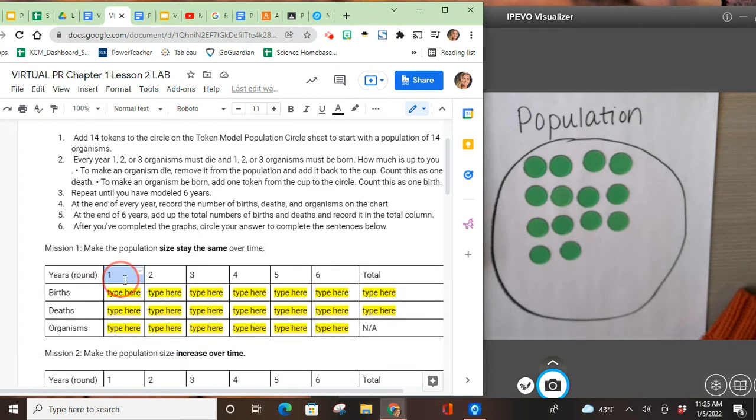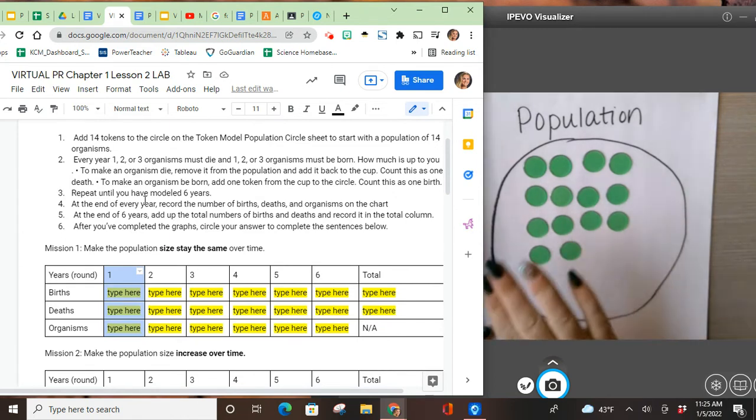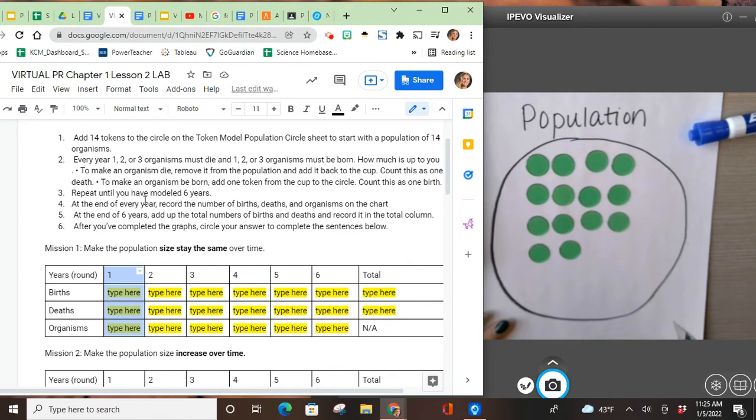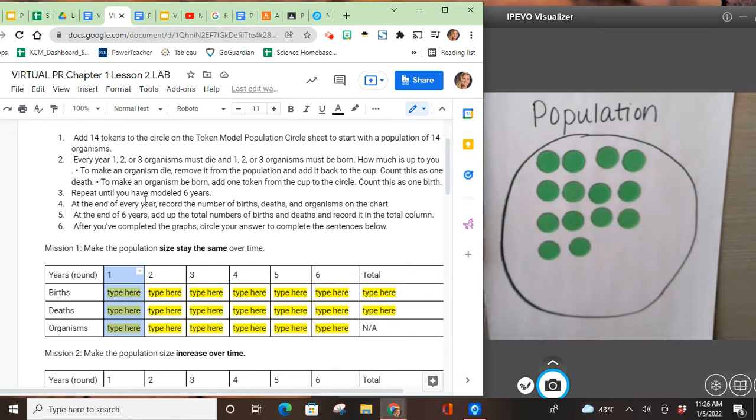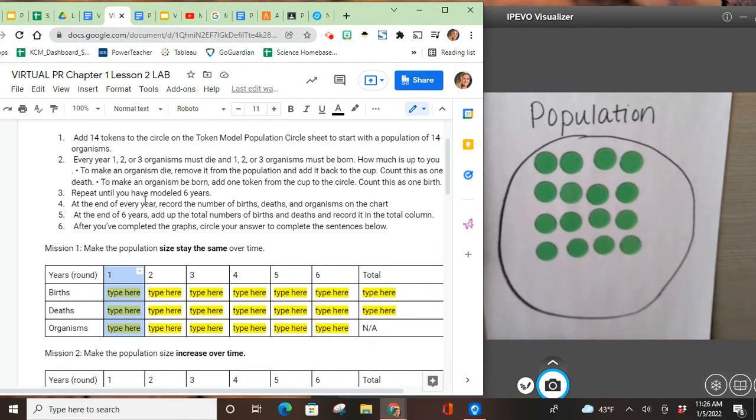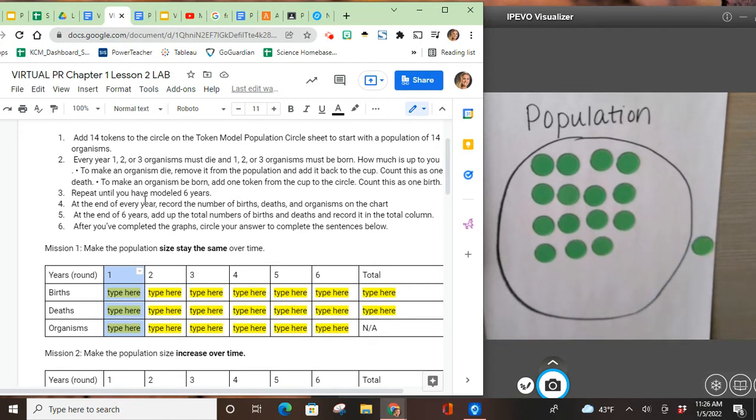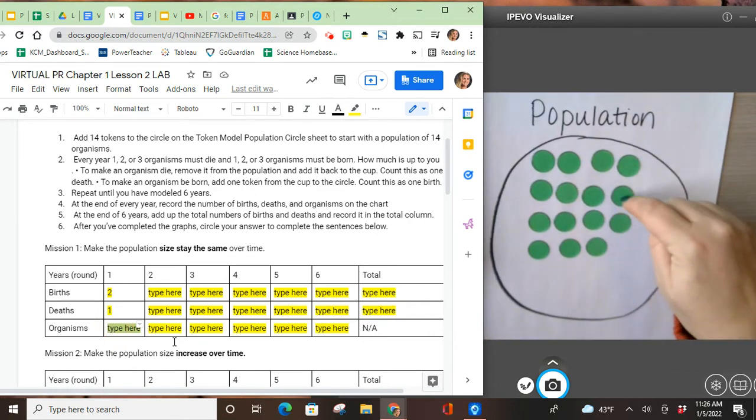So let's call it year 1. Everybody's looking in this column. Year 1. We start off with 14 meerkats in our population. I'm going to say that there are 2 births and 1 death this year. I want you guys to record it in the table just like this. So I would record births 2, deaths 1. Organisms left, let's see. I've got 1, 2, 3, 4, 5, 6, 7, 8, 9, 10, 11, 12, 13, 14, 15.